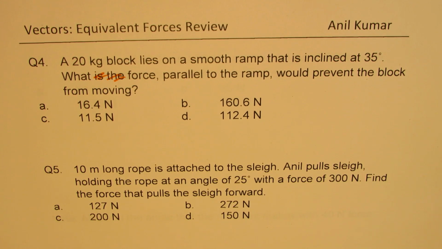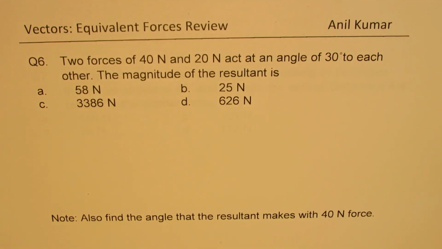Question 5. A 10-meter long rope is attached to a sledge. Anil pulls the sledge, holding the rope at an angle of 25 degrees with a force of 300 newtons. Find the force that pulls the sledge forward. Question number 6. Two forces of 40 newtons and 20 newtons act at an angle of 30 degrees to each other. The magnitude of the resultant is what? And in addition to this, you can always find the angle of the resultant, which it makes with the 40 Newton force.